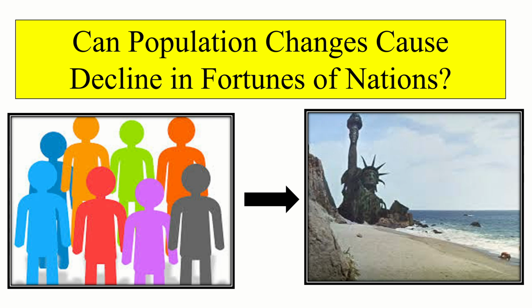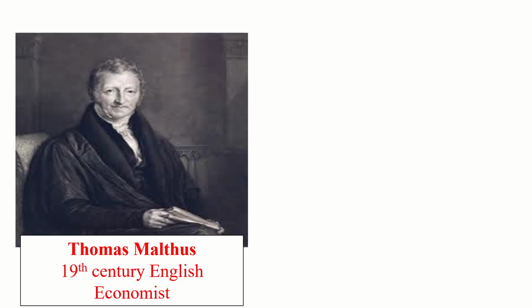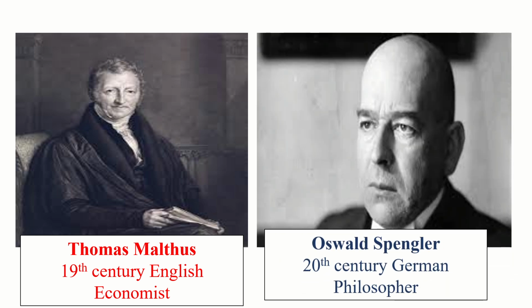Can population changes cause decline in fortunes of nations? Well, there are two grand theories about the relationship between population and decline. The first theory was presented by English economist Thomas Malthus, while the second theory is associated with the German philosopher Oswald Spengler.